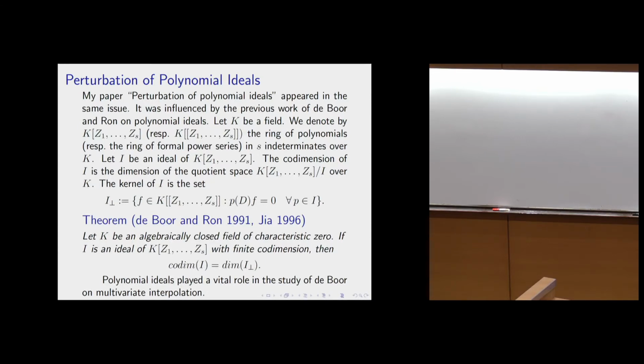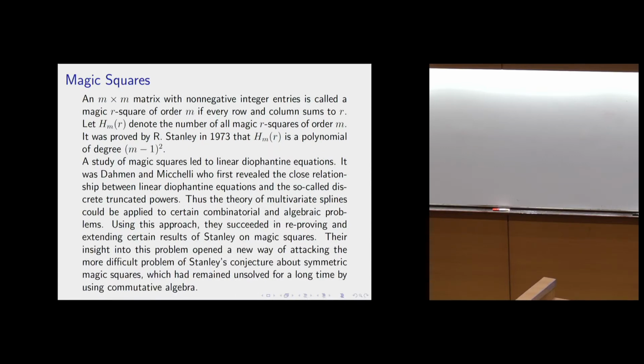But also I want to mention, although I did not know much about it, some of the relatively recent work of Carl de Boor on multivariate interpolation. Now these polynomial ideals played a vital role in the study of Carl de Boor on multivariate splines. So next, let's discuss magic squares.